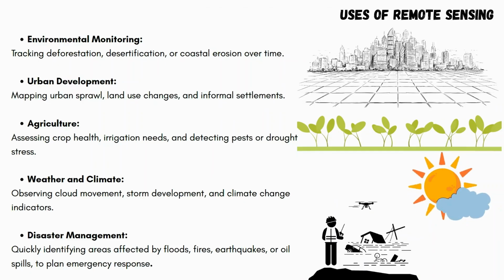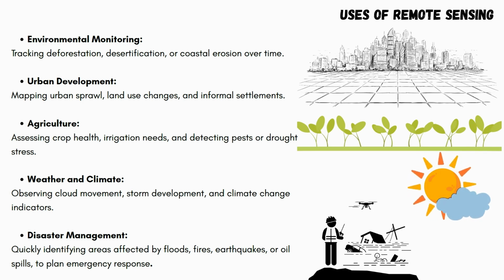Right, so the uses of remote sensing. Why do we use that? Why do we need that? It is for environmental monitoring, tracking deforestation, desertification, or coastal erosion over time. So it's not over 1 day or 2 days, it's over a longer period of time. For urban development, mapping urban areas, land use changes, and informal settlements. It is also important for agriculture, assessing crop health, irrigation needs, and detecting pests or drought stress.